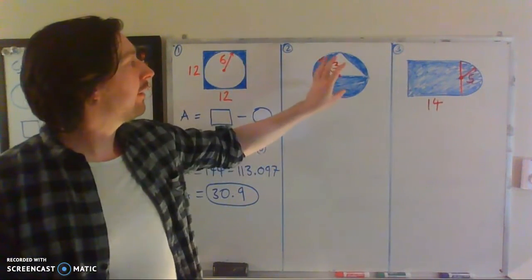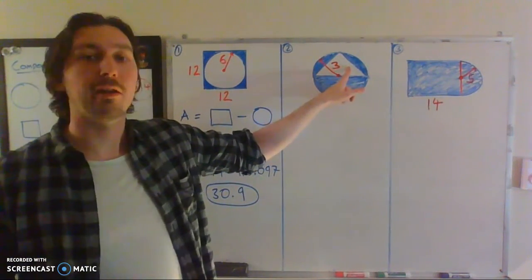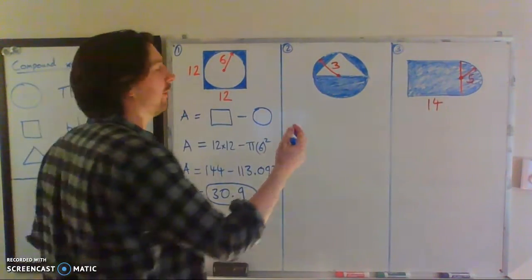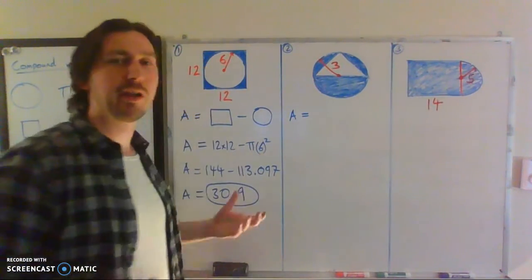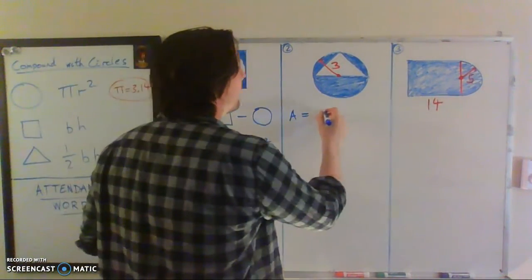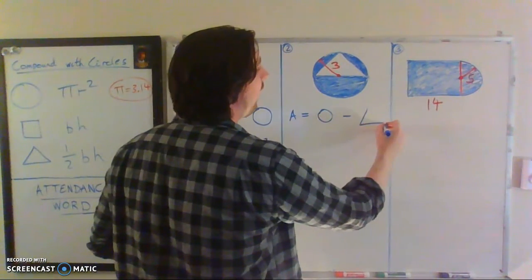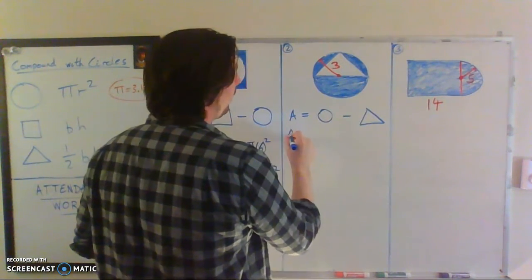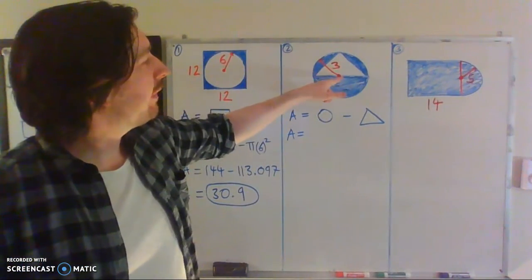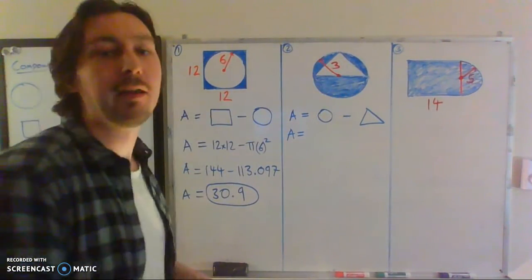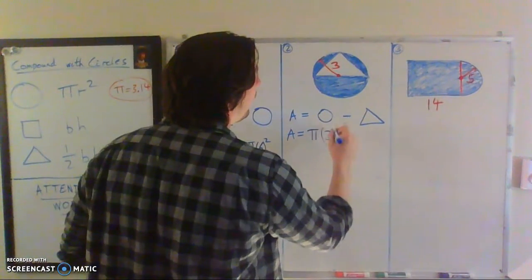The shaded part here, if I do the area of the circle and take away the area of the triangle, I'll be left with the shaded part, won't I? The hard part here actually is figuring out the area of the triangle, how that works. So circle, take away triangle, and I'll have what I want. So the area of the circle first. You can see that the radius is 3 from the middle of the circle to the outside. So that is pi times 3 squared.